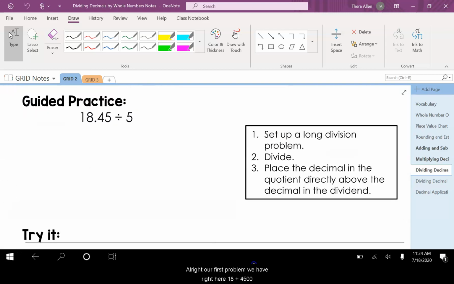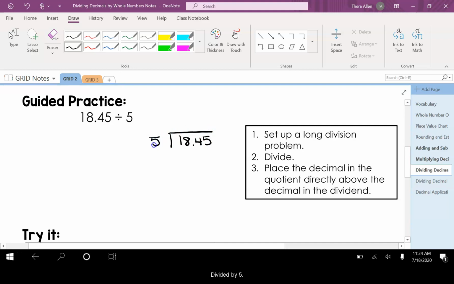All right, our first problem we have right here, 18 and 45 hundredths divided by 5. So we're going to set this up. Remember, 5 is our divisor, 18 and 45 hundredths is our dividend. So let's go ahead and write this as a long division problem. We can write it as we say it, 18 and 45 hundredths divided by 5.